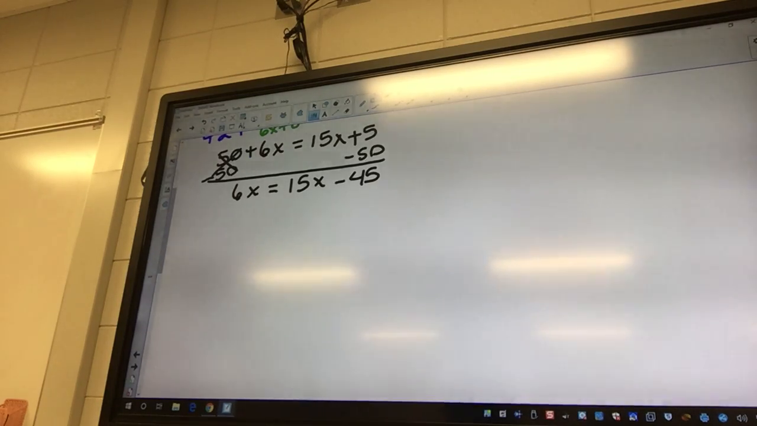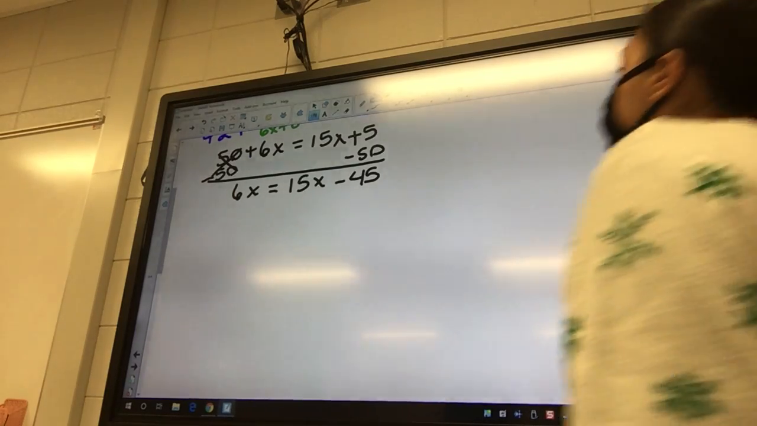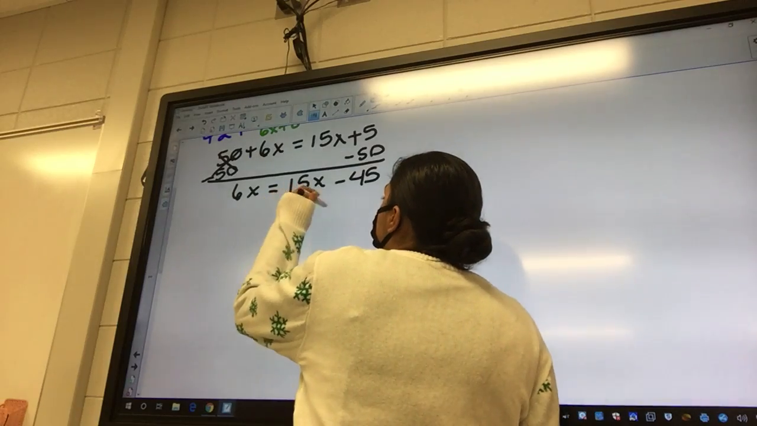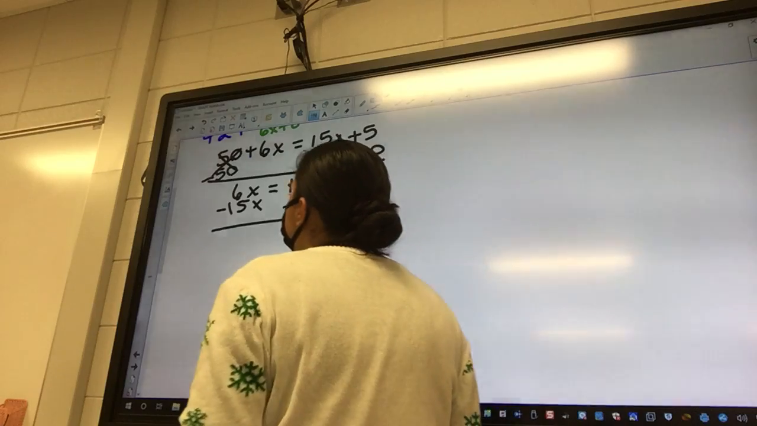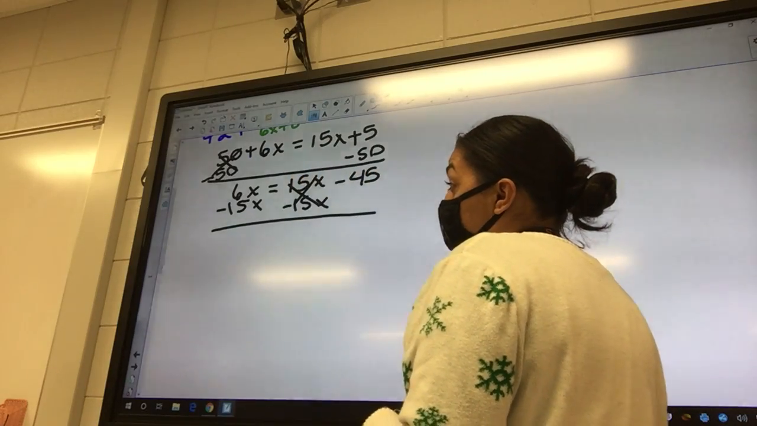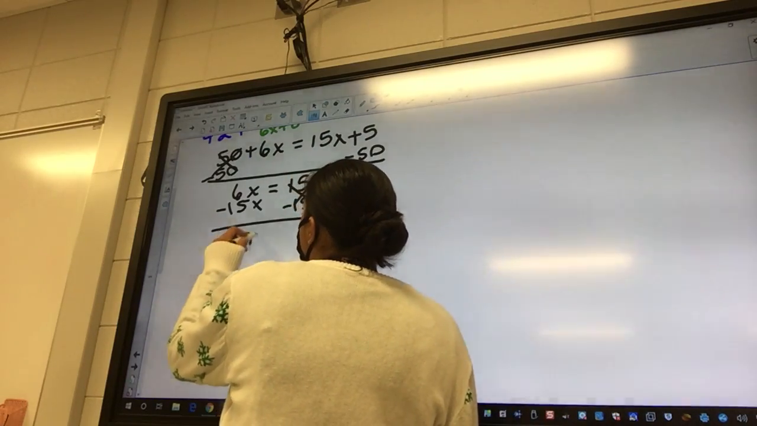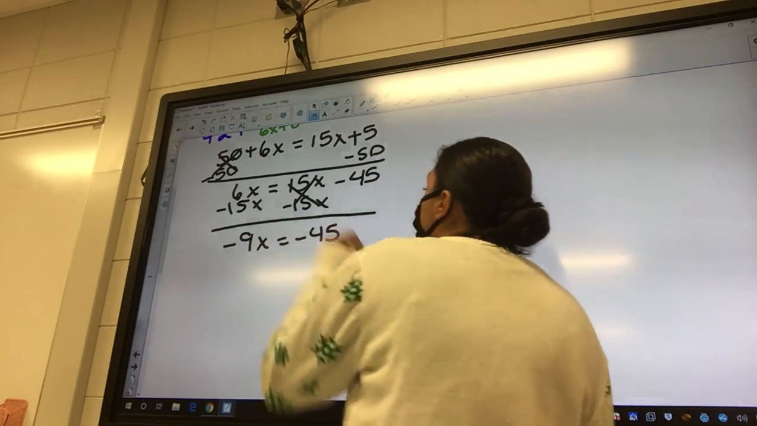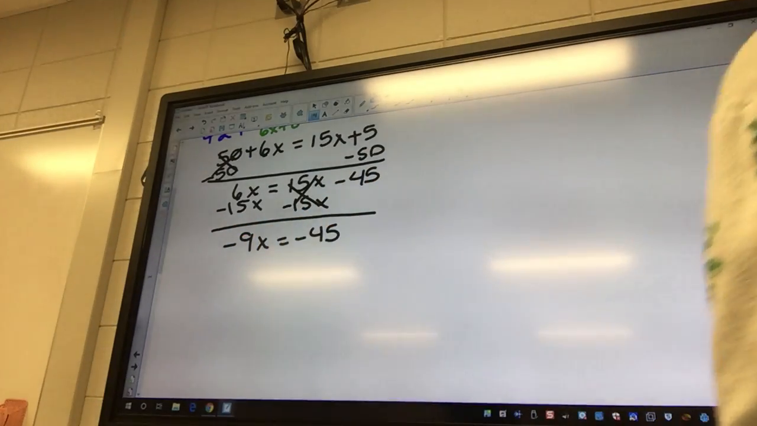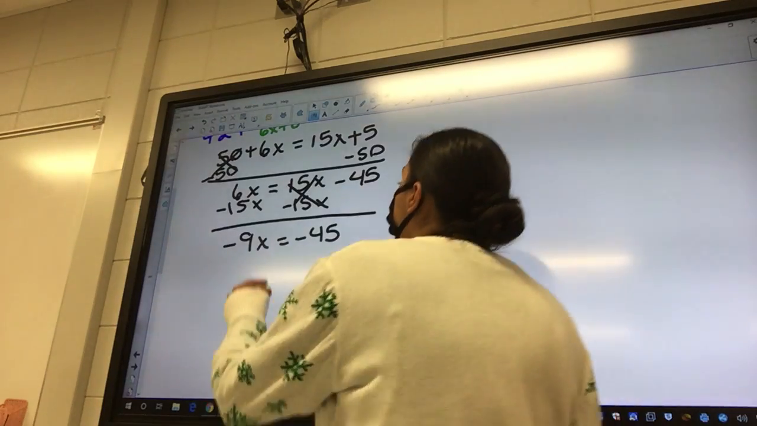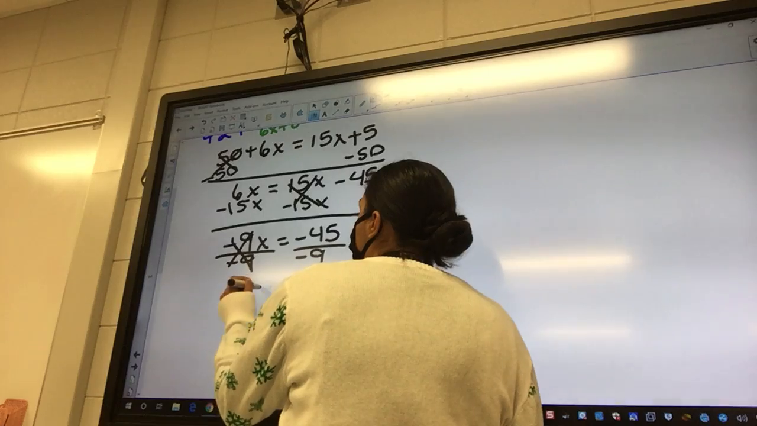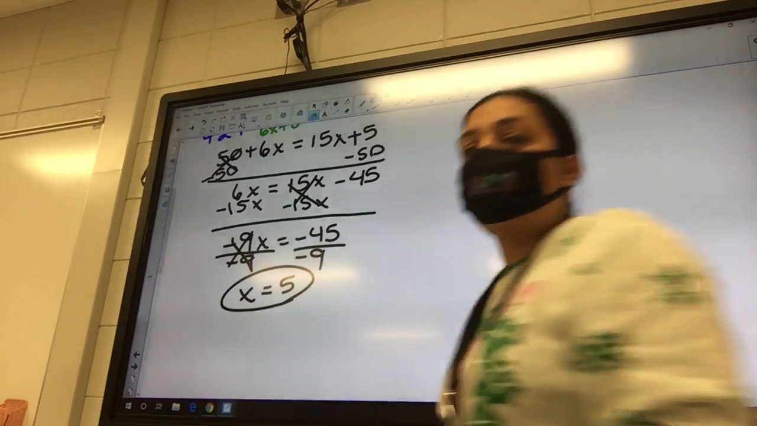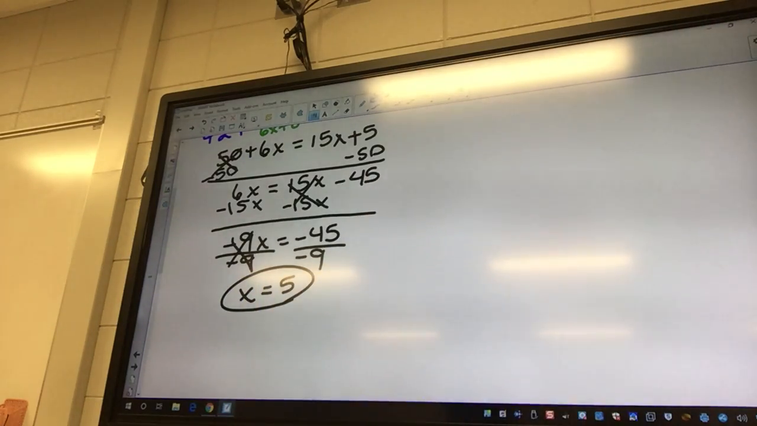Well, you said teachers. Okay, and then we're gonna move all of our letters to the left. So I gotta say minus 15x, minus 15x. And then the 15 canceled, right? So I got 6 minus 15 is negative 9x equals negative 45. And what's our last step always? Divide by negative 9. It's 5. X equals 5. Nailed it.